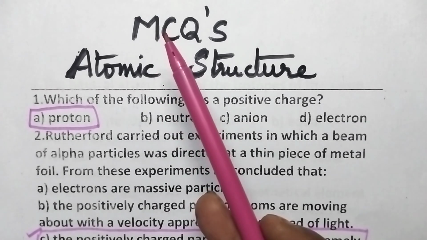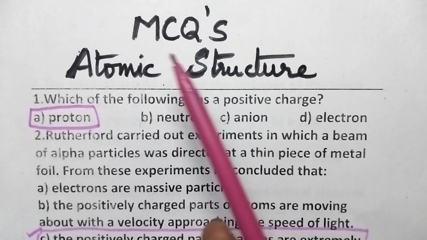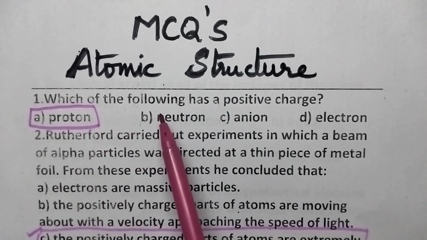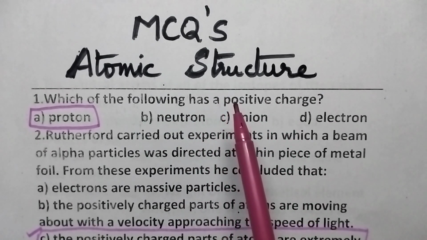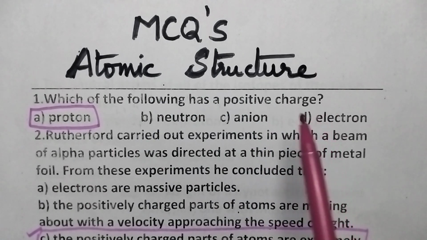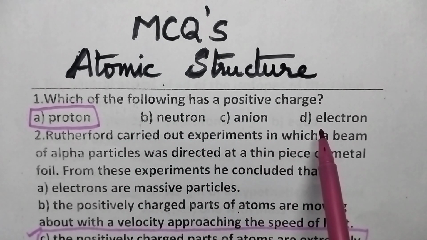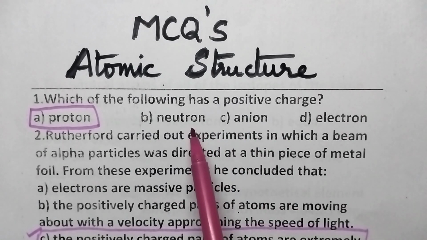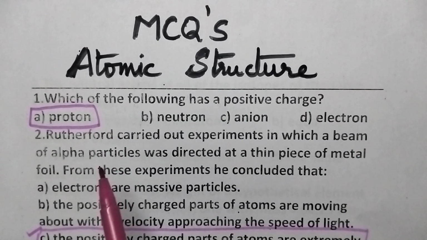In this video, I am going to discuss in detail the multiple choice questions based on atomic structure. Which of the following has a positive charge? Atom has three fundamental particles: one is electron, another one is neutron, and proton. Electron carries negative charge, neutron has no charge, and hence proton carries the positive charge. Option A is the right answer.